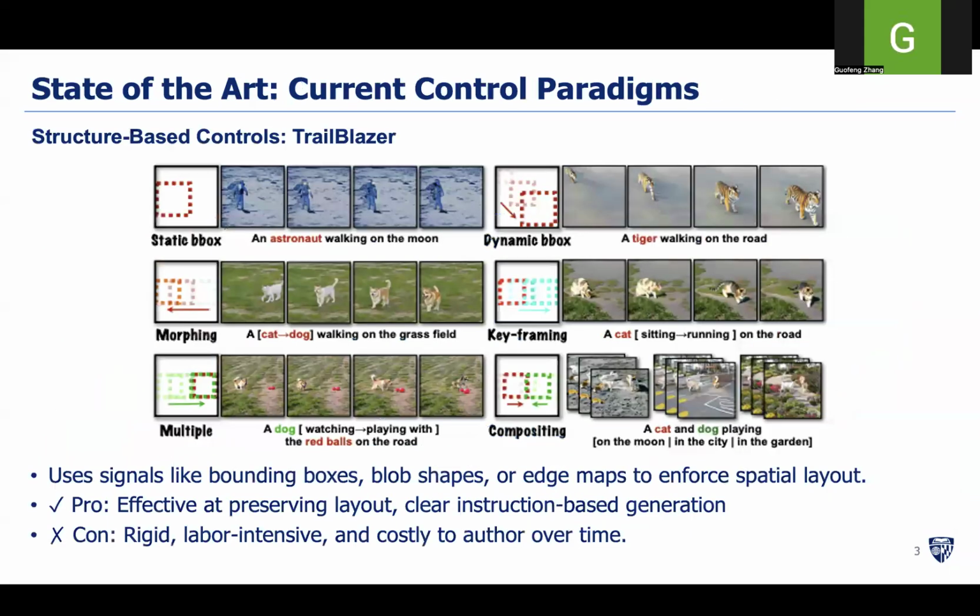The current state of the art can be split into two areas. The first one is structure-based controls like TrailBlazer. These kinds of methods have bounding boxes per frame. So it is effective at preserving layout and gives clear instruction, but it is rigid and labor intensive because you need supervision like a bounding box in each frame.